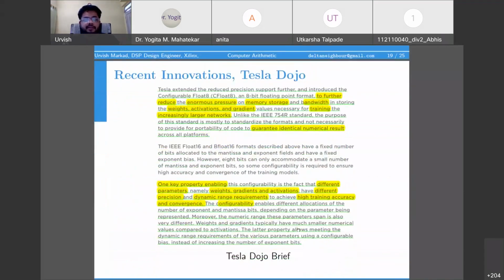And now finally coming back to Dojo. Elon Musk and his team actually ended up exploiting this floating point arithmetic for their benefit. They exploited it such that they made the mantissa and the exponent and even the bias field reconfigurable.